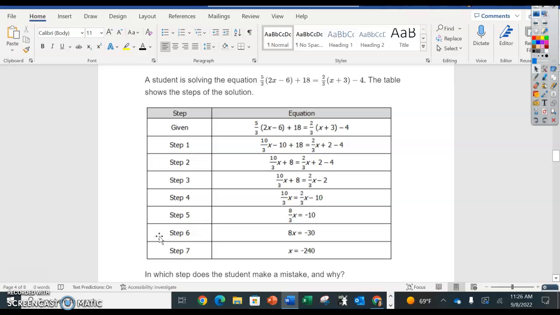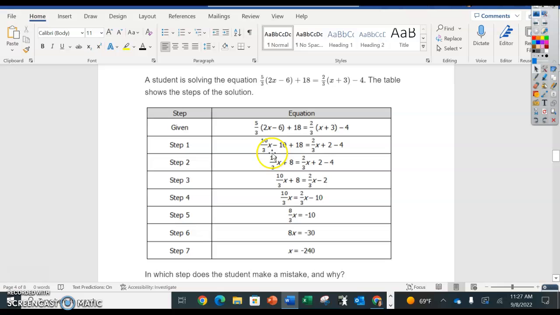All right, so this one says a student is solving the equation. The table shows the steps of the solution. All right, so if you go through this, it says in which step does the student make a mistake and why? So you have to distribute here. So 5/3 times 2x, multiply the 5 times 2 would give you 10/3. And then 5 times -6 is -30, divided by 3 is -10, so that's correct. Bring down the 18. 2/3 times x is 2/3 x. 2 times 3 is 6. 6 divided by 3 is 2. Bring down the -4. So everything looks correct in step 1.